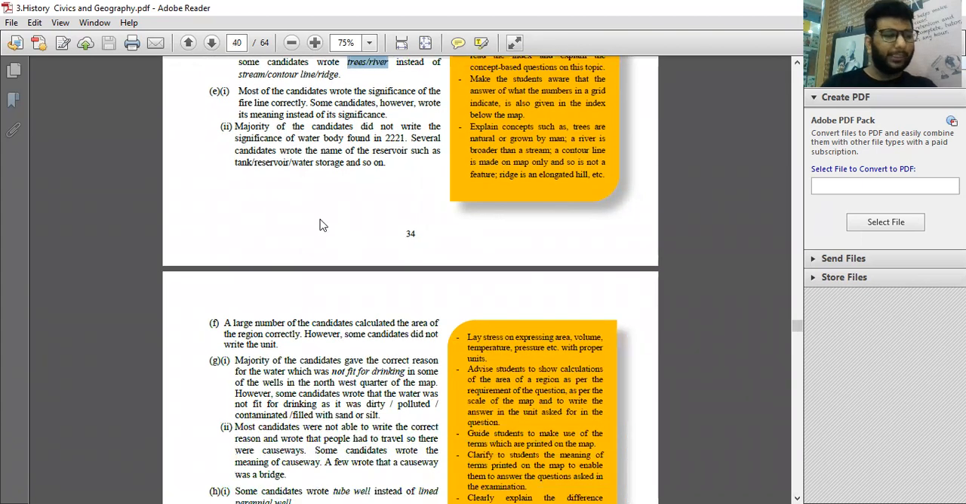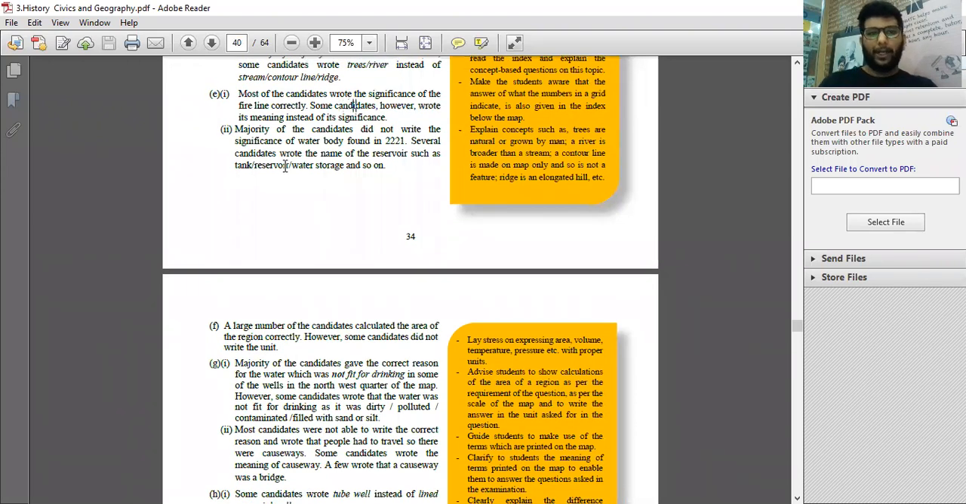Again, when any water body has to be identified, please identify the water body. Do not name them, for example, the name of the reservoir or any such thing. You have to mention it such as it's a tank, it's a reservoir, or it's a water storage. That is the feature which is expected from you, not the name of that feature. So be careful with that.